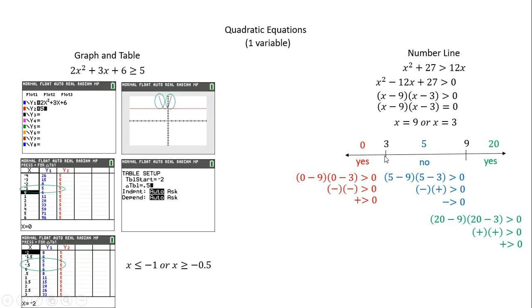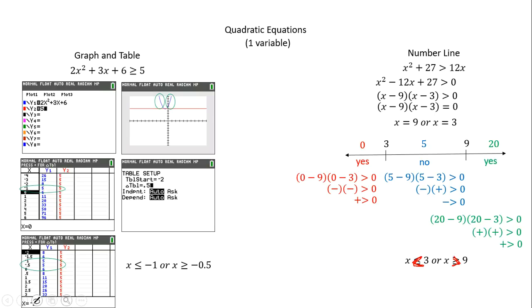But here we see that it works when x is less than 3. It works when x is greater than 9. So that's our answer. x is less than 3. x is greater than 9. That should not be an or equal to. That is a mistake. I apologize for that. That should just be less than and greater than. I wonder if I have a tool I can use here to change that. Pen. Look at that. Less than and greater than.